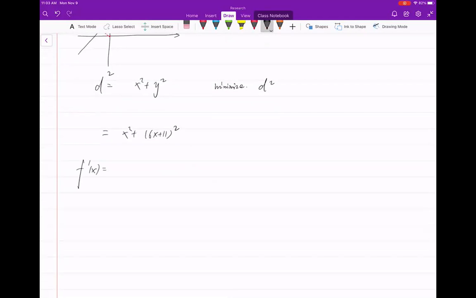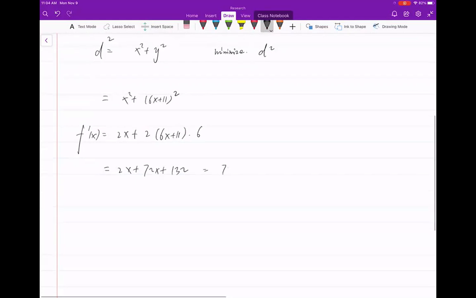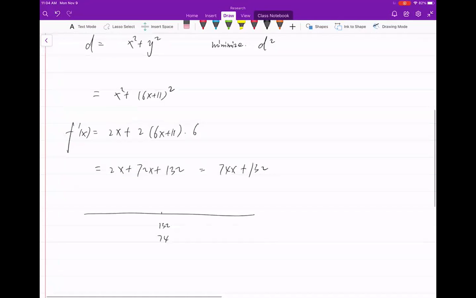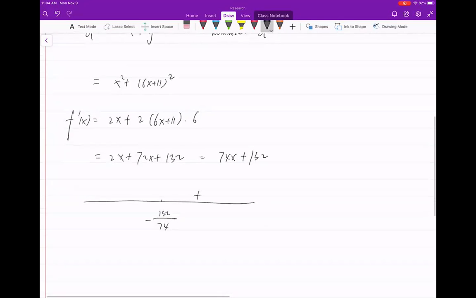F prime of x is 2x plus 2 times 6, which gives 2x plus 12; then 72x plus 12 times 11, which is 132, so 74x plus 132. And you're wondering when this is going to be the minimum. Positive, negative, so d goes like that. The minimum is going to happen here. I don't even need an interval. Okay, so that's how you are going to do it.